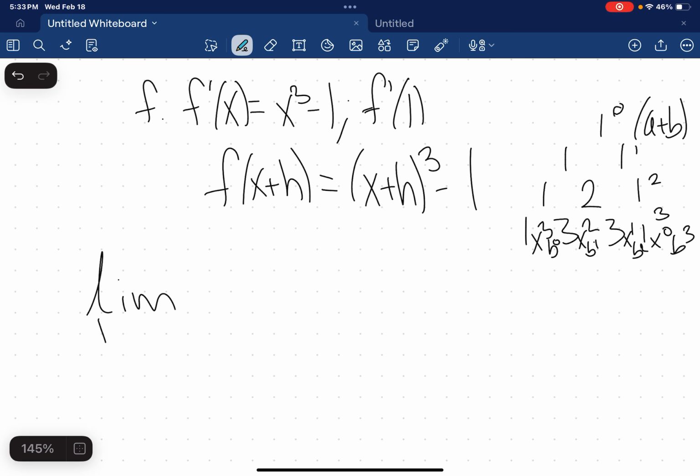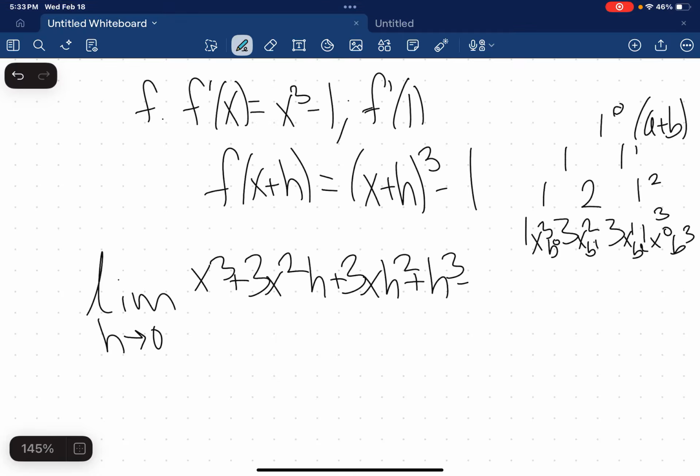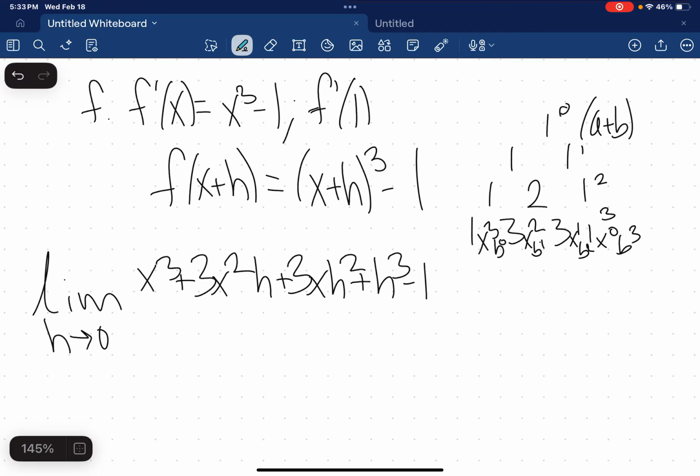Rewrite this as a limit as h approaches 0 of f of x plus h, which is going to be x cubed plus 3x squared h plus 3x h squared plus h cubed minus 1 minus the original function, so x cubed. Let me get this out the way.